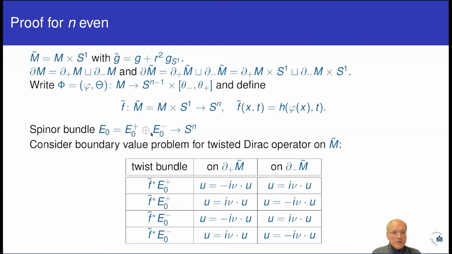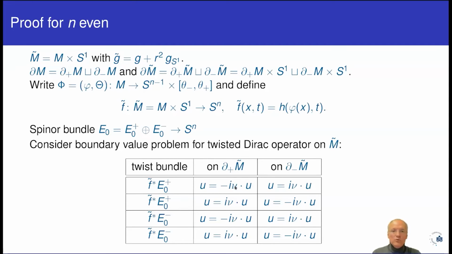Yes, n is even. So the spinor bundle of the n-sphere decomposes into these chirality subbundles, and I can pull back either E plus or E minus along F tilde to M tilde. And now I have a choice between 4 boundary value problems. I can either pull back E plus or E minus, and on these 2 parts of the boundary, I can choose involutions for my boundary condition.